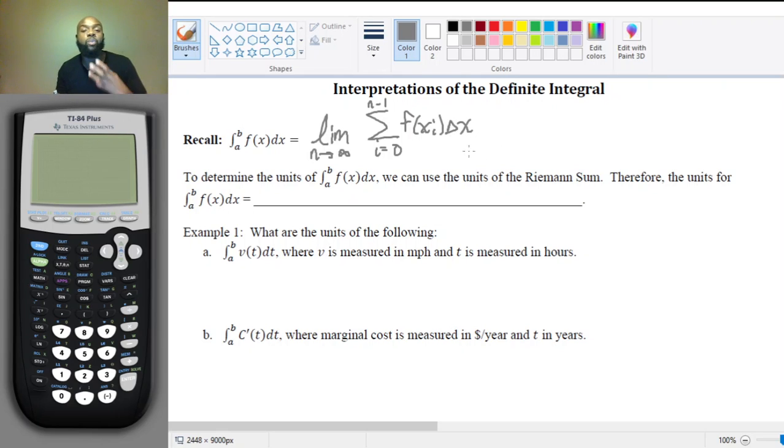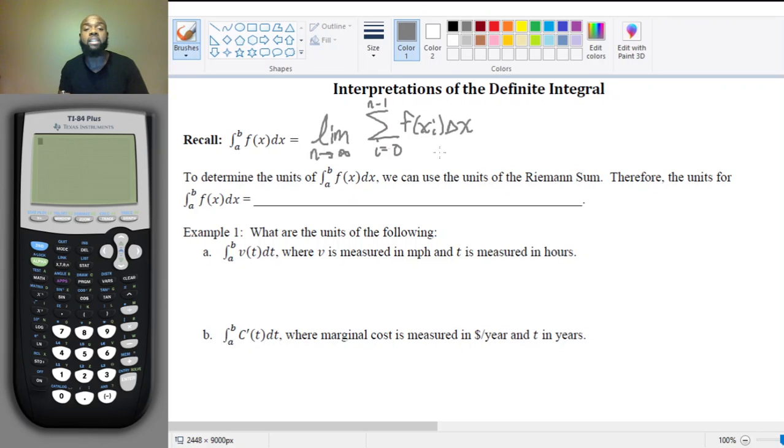By knowing this relationship, and we know that we can use our left and right hand sums, this is the notation to do the areas of the rectangles, this can help us come up with the units of our integral. And once we know the units of our integral, we can come up with our interpretations of the integral. And so it says, determine the units of the integral from a to b of f of x dx. We can use the units of the Riemann sum.